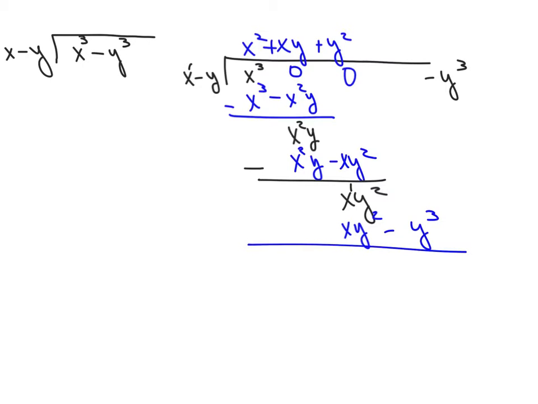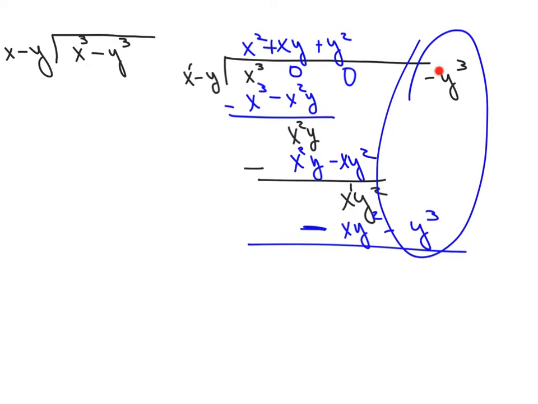Okay, draw our line. These match, and when we take negative y cubed minus negative, or negative y cubed plus y cubed, we get 0. So when that happens, we have no remainder, and that's my answer. Okay, so that's it for lesson 103.